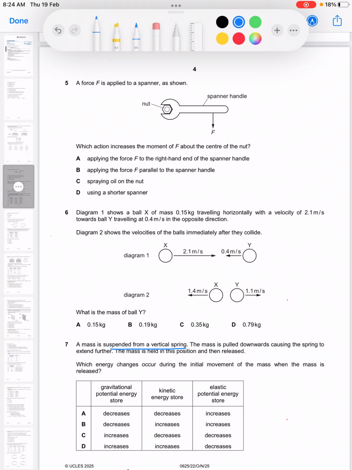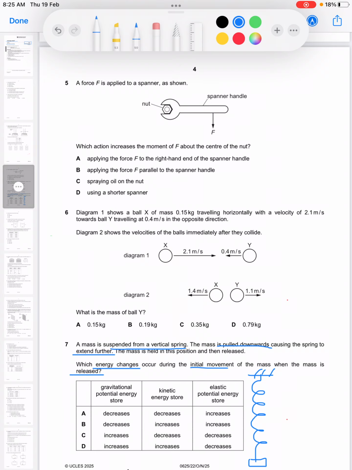The spring is pulled downward, causing the spring to extend further. Means what is the position of our spring is this one. It's an extended position of mass m. The mass is held at this position and then released. What energy change occurred during the initial movement of the mass when the mass is released?